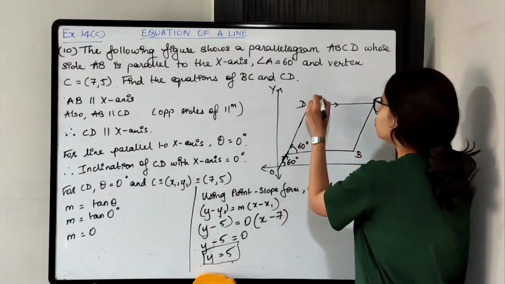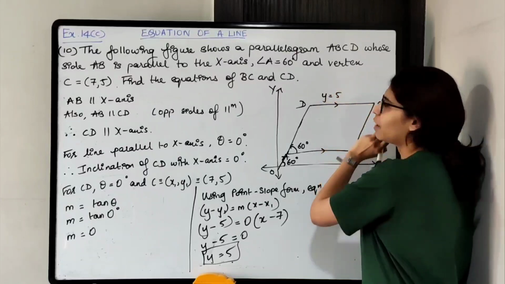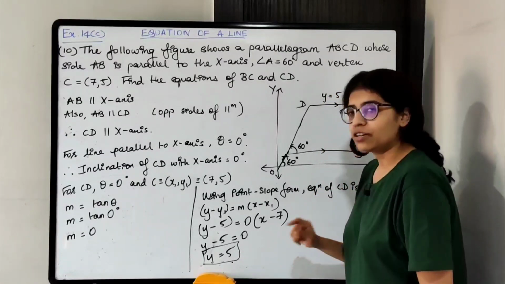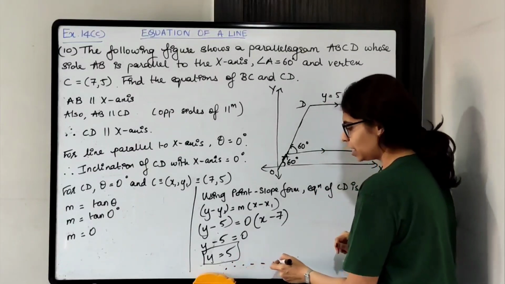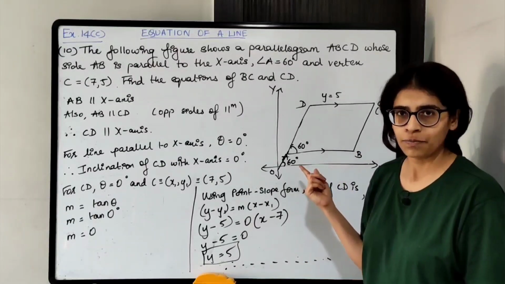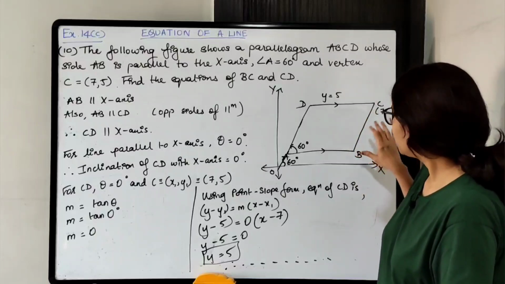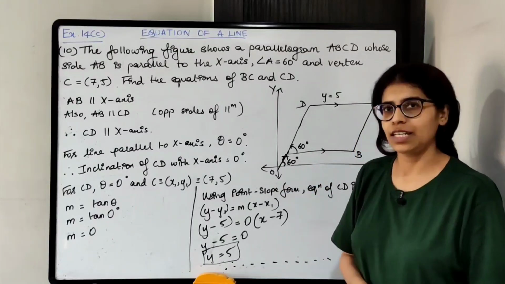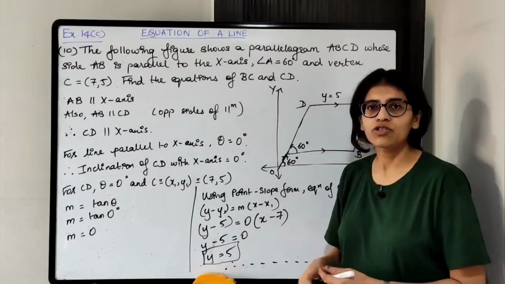So the equation of CD we got is y equals 5. Box this and write down the final statement. The equation of the line CD is y equals 5, and BC we already got. It was something with root 3. So there also don't forget to put the statements, and whenever you get the equation, just box it.